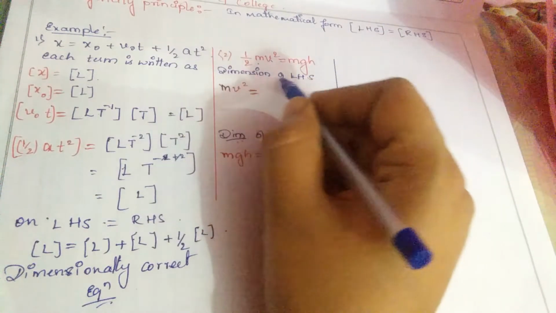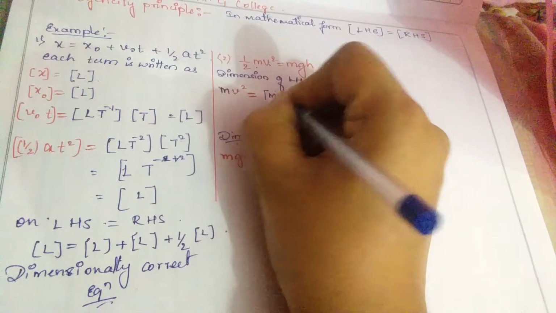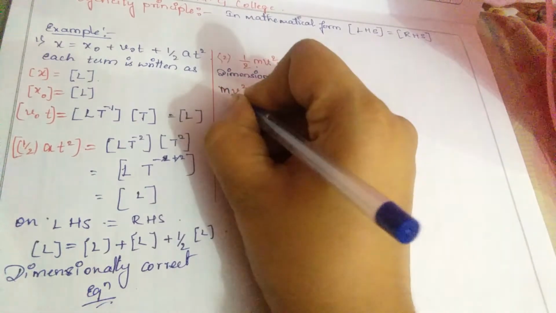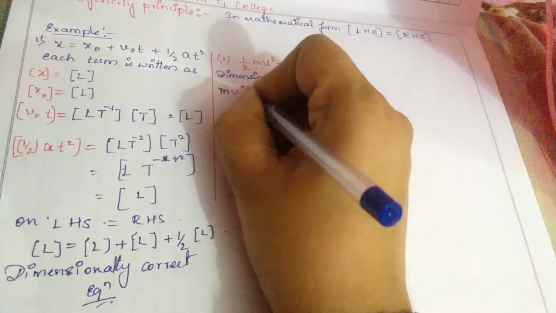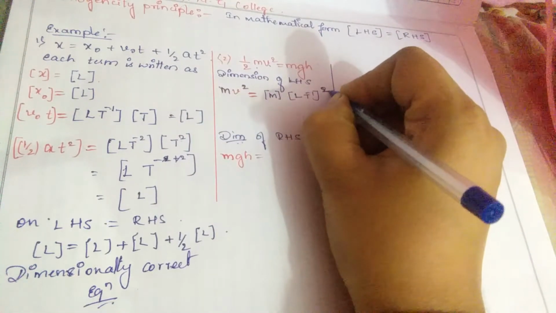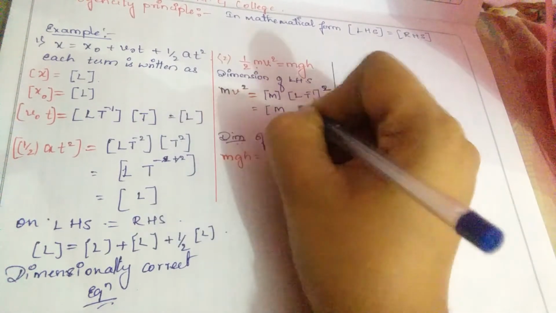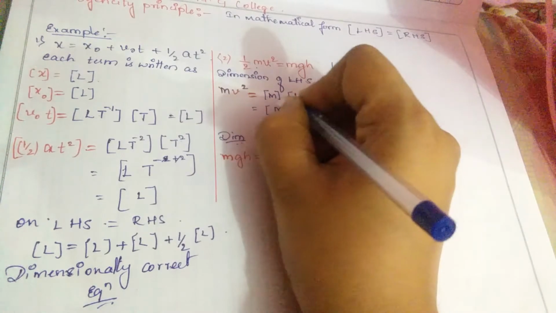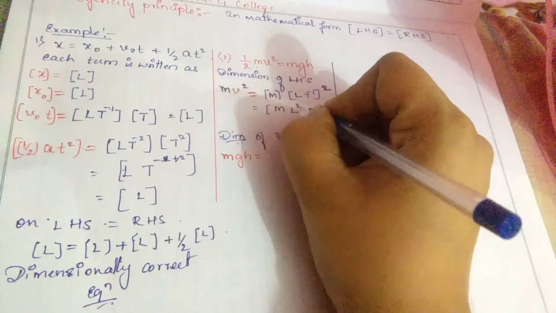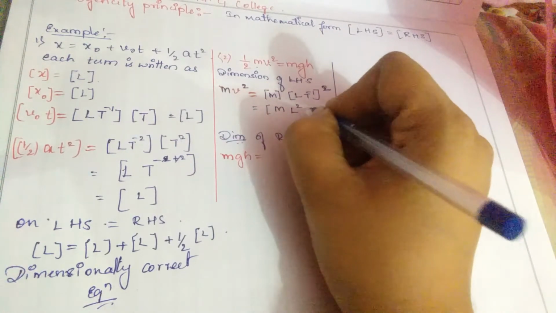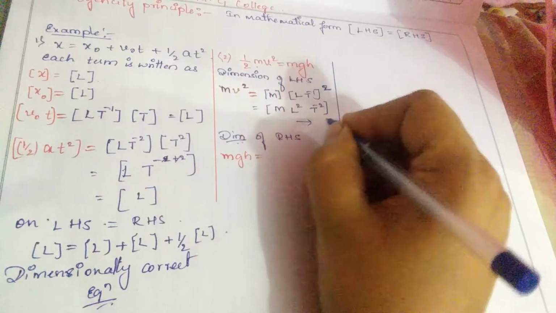The dimension of the LHS is m, that is mass, and the dimension of velocity is L T to the power of minus 1, whole square. Here it is a square, so the dimension of the velocity gets squared. So m times L T to the power of minus 1 whole square gives m L square T to the power of minus 2. So this is equation 1.